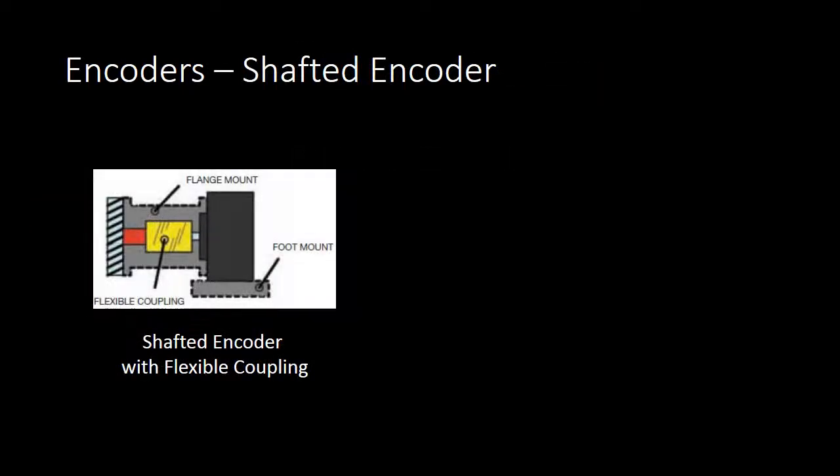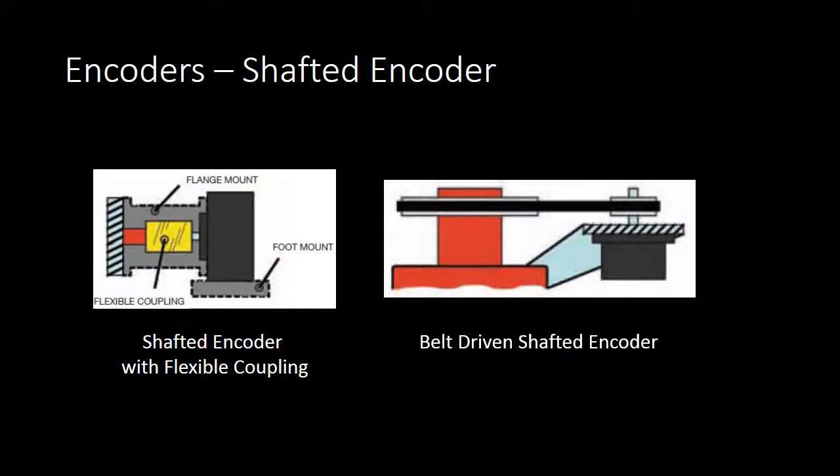Shafted encoders can be either flange mounted or foot mounted to a fixed surface, typically a bracket, and will have a flexible inline coupling to connect the encoder shaft to the motor shaft. A shafted encoder can also be driven by a belt. This is an option when the shaft is too large for the coupling or there is no space to mount it in line.